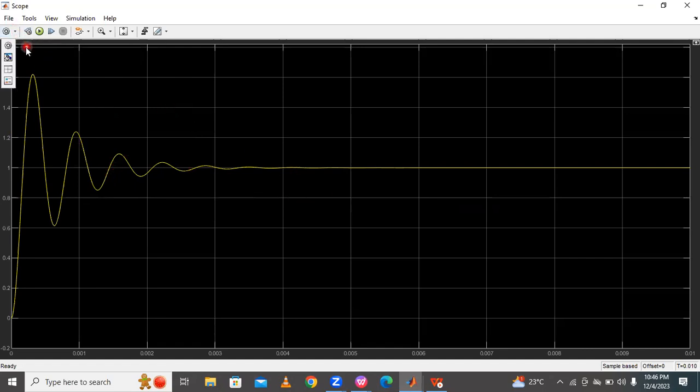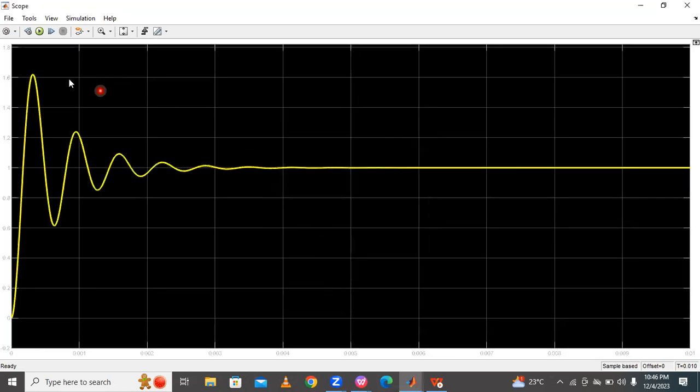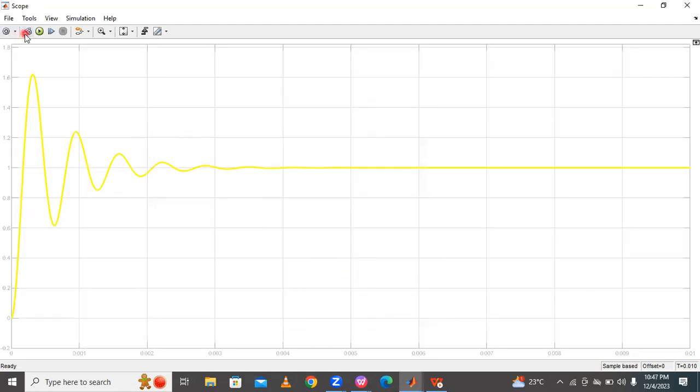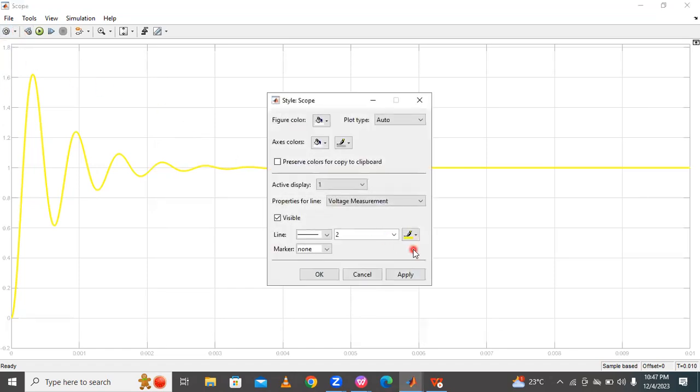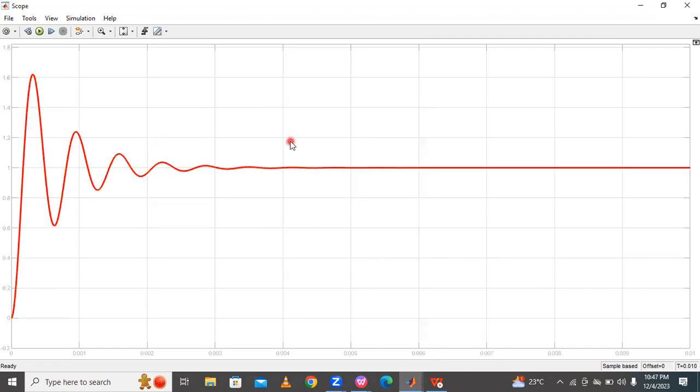Press this icon, and here press style. Change your background figure color to white, and the axis color also to white, then apply. Then change the yellow color to, for example, pink or red. So like this, this is our response.